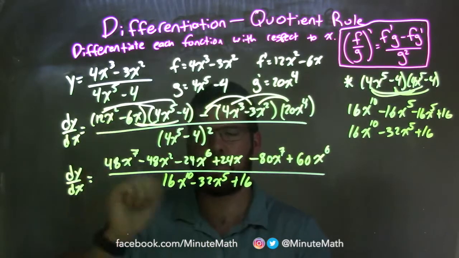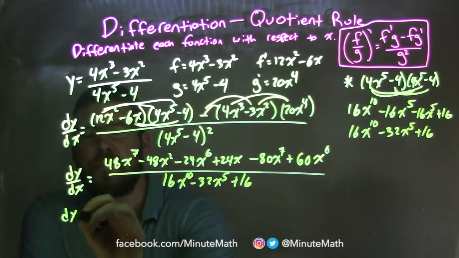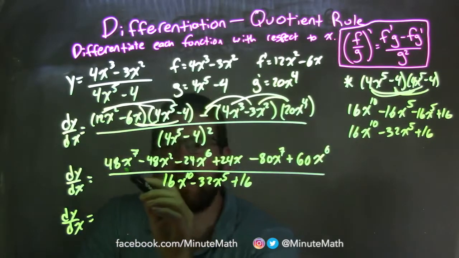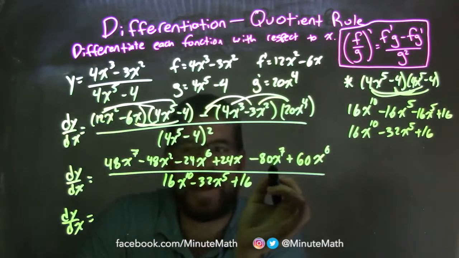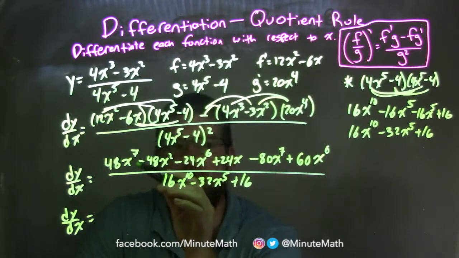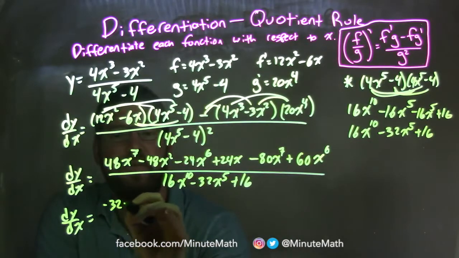Technically, this is still a derivative. We're good, but we're going to simplify as much as possible. So we have dy dx is equal to, well, let's combine our like terms, okay? 48 and negative 80, all right, they come together, and I'm trying to do that in my head right now. 80 minus 48 is 32, so you're negative 32x to the 7th.